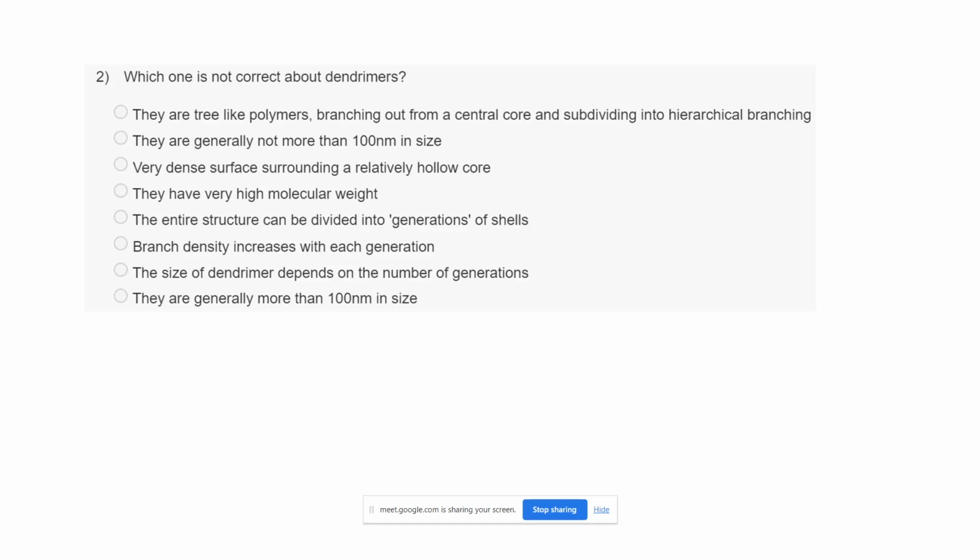Which one is not correct about dendrimers? They are tree-like polymers branching out from a central core and subdividing into hierarchical branching. They are generally not more than 100 nanometer in size, very dense surface surrounding a relatively hollow core. They have very high molecular weight. The entire structure can be divided into generations of shells. Branch density increases with each generation. The size of dendrimer depends upon the number of generations, and they are generally more than 100 nanometer in size. Which of the following options is not correct?